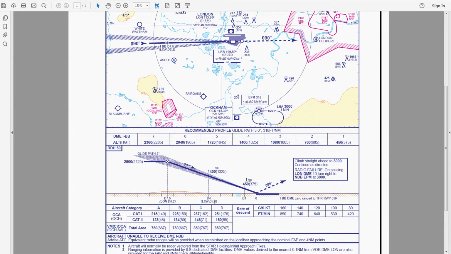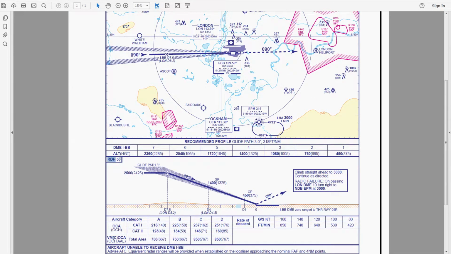Right, moving on from that, we can now have a look at this RDH. Now this is a reference datum height, if I remember correctly. Basically, it's the height that you should be at the threshold. So at the threshold, you should be at 50 feet above the runway. And that is where you end that descent path. So that's where you basically go into your flare. So you're coming down, down, down. When you reach the threshold of the runway, your DME reads 0. You should be at 50 feet, and that's where you flare your aircraft. And you bring that vertical speed towards 0.